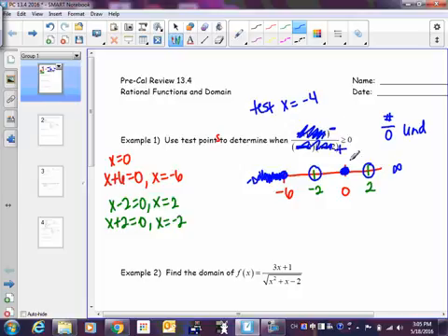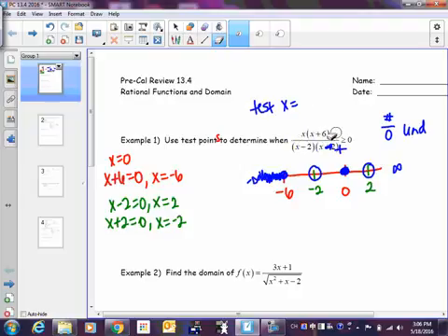So think about this. What is a negative divided by a positive? It's a negative. So would that thing be greater than or equal to 0? No. So don't shade here. The numbers between negative 6 and negative 2 are not my answers. They will not make this a true statement. And we keep going.